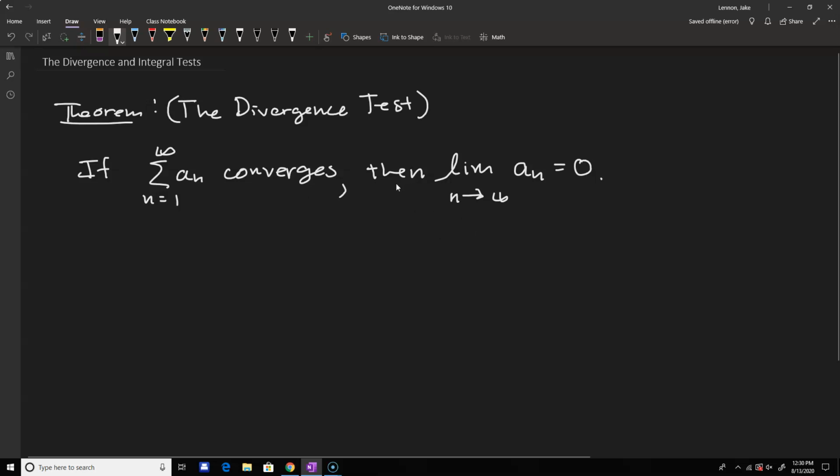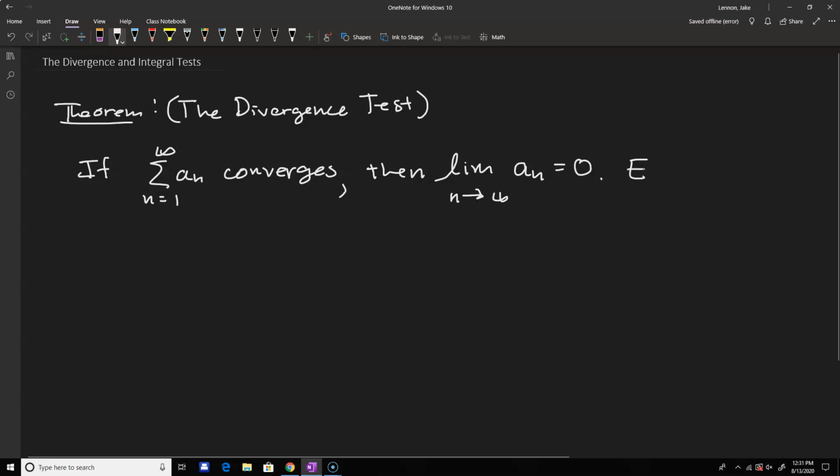So basically, why is this a divergence test? Well, this is an if-then statement, which means that the contrapositive will also hold true. The contrapositive of this actually is the useful part that shows us when a series diverges. The contrapositive says if this limit is not equal to 0, then the series must diverge.